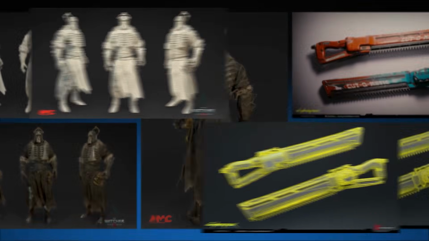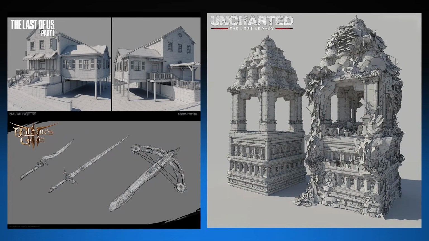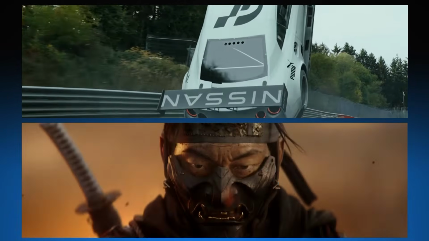Today, I'm breaking down real-world topology between AAA games, VFX, and animation. We're going to be focusing on why they're different and what's carried on between each one of these industries. So with that, let's jump right into it.